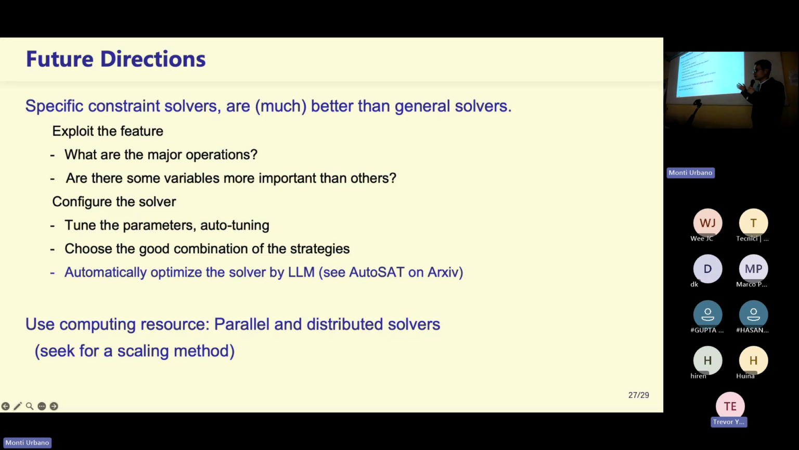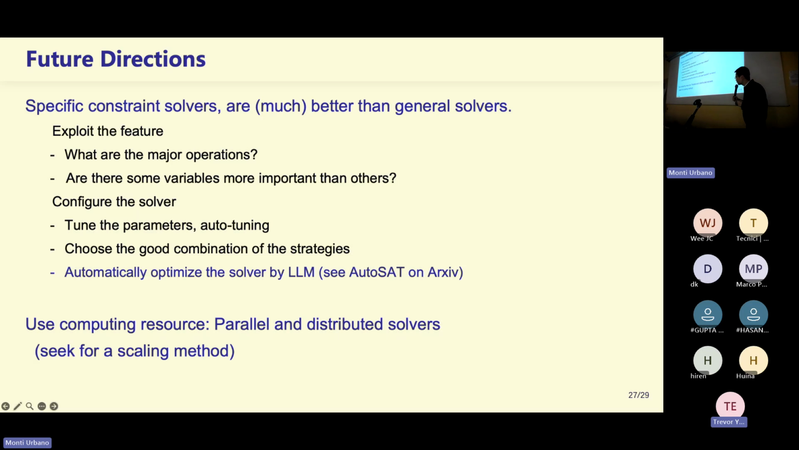But by putting a large model to modify the code, after about 50 iterations, we can get a version that is very close to the state of the art. And for some benchmarks, it even outperforms the state of the art. So I think this is very interesting. We don't need to be an expert, but we need to know some basic knowledge of the solver, and we can cooperate with the large model.